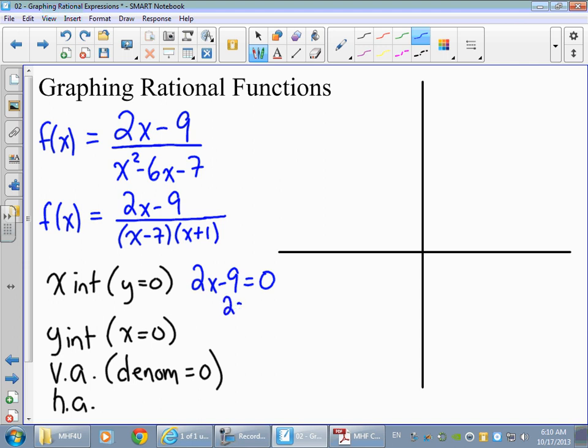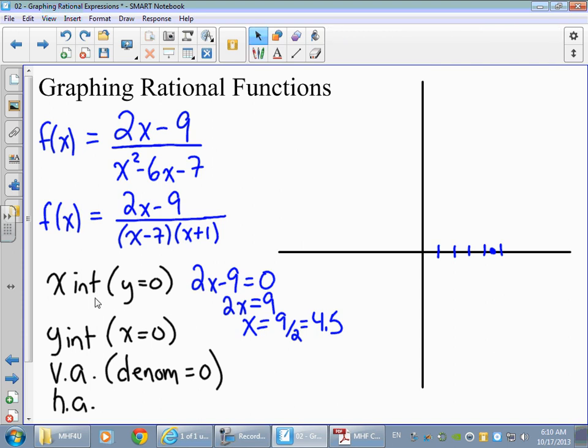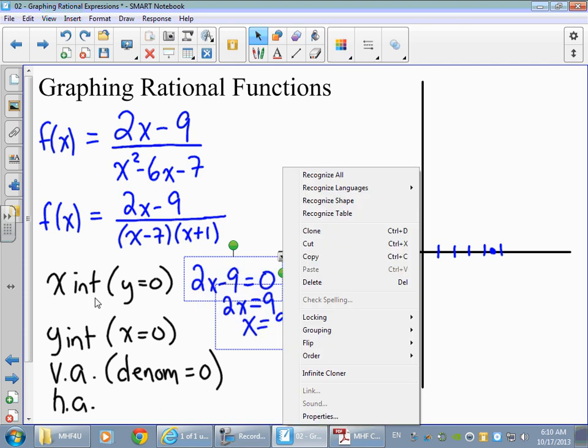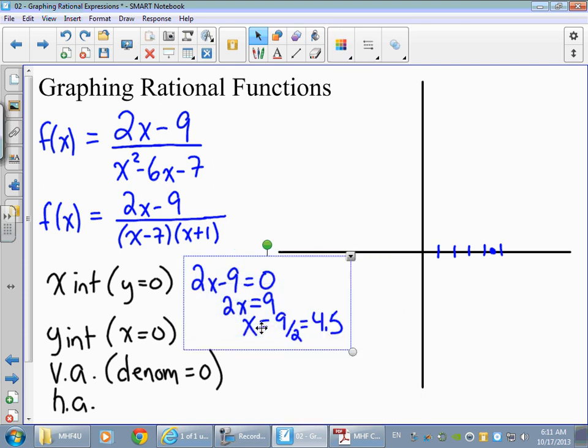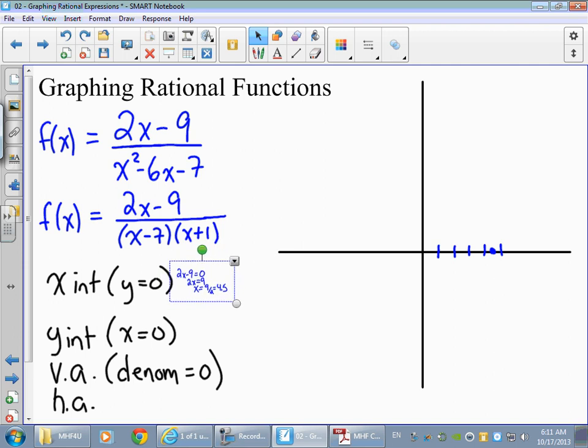And in case you need to see a couple of steps here, so the x-intercept is at 4.5. So there's my x-intercept. Let's keep that out of the way for now.